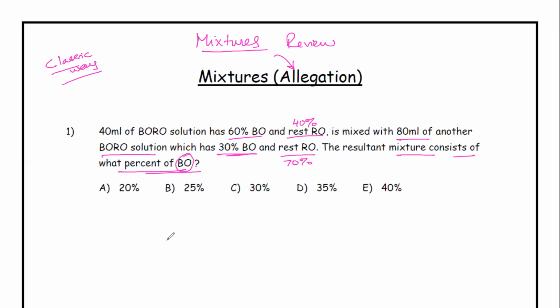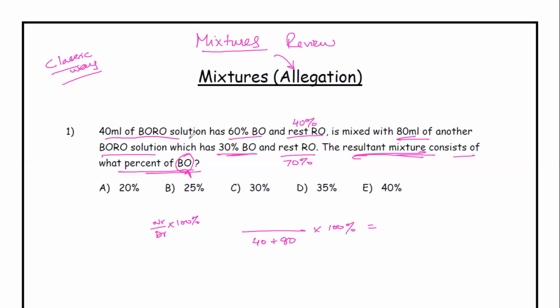Whenever we are talking about what percent, percentage is always calculated as numerator upon denominator into 100%. So that's what we're going to use. The denominator is 40 ml plus the 80 ml of another solution, so that's our total quantity into 100%. I want to find out what percent is Bo in the resultant mixture, that is 40 plus 80.